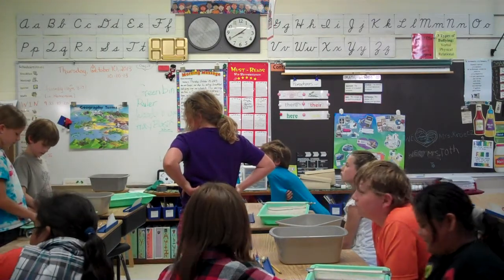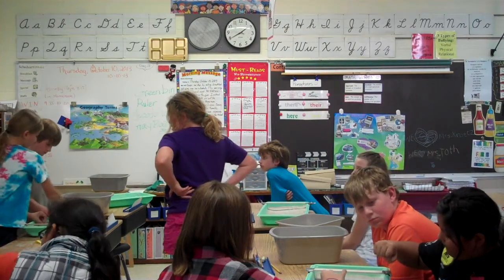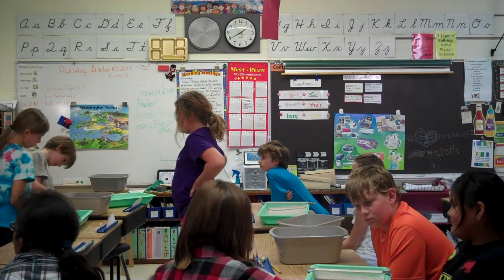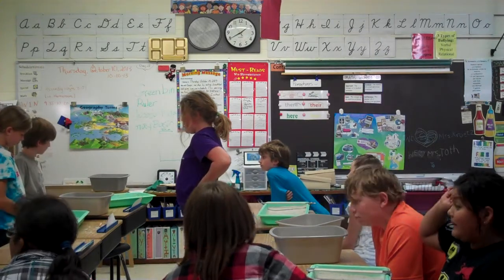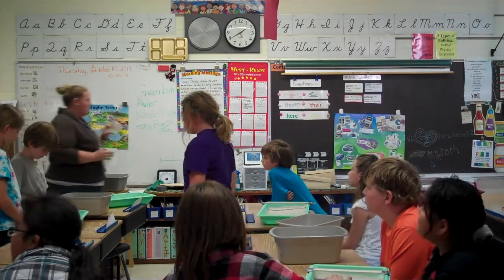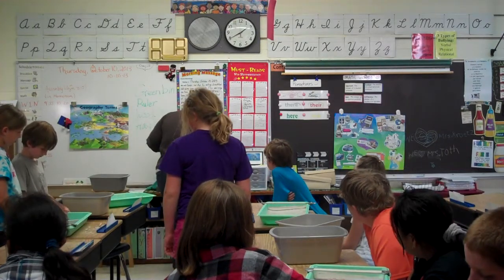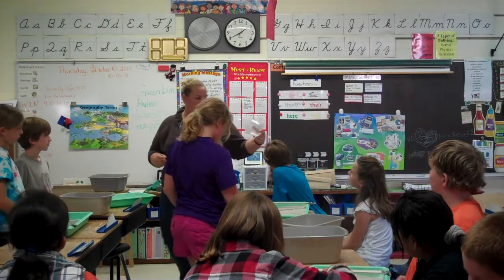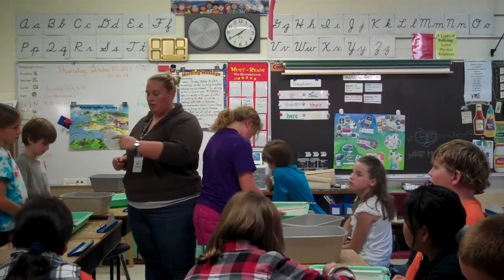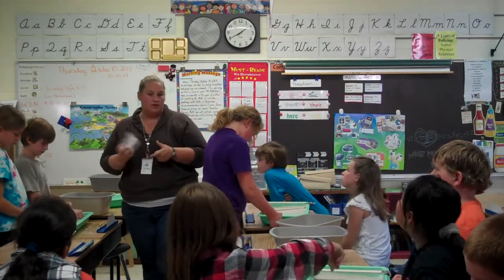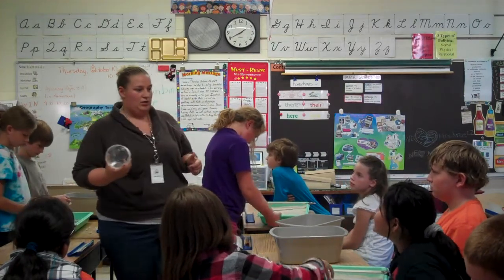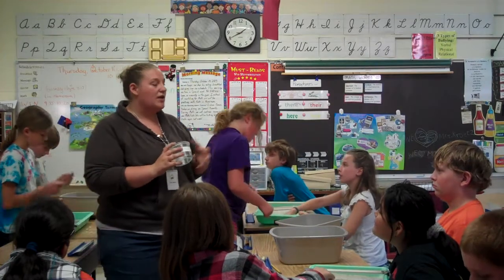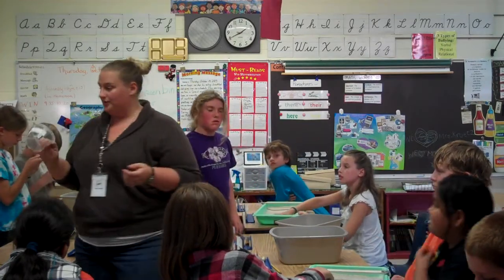Every group will get a clear container like this. If you notice, in the bottom of this container is a little hole. Very little. This is the standard. Next week, we're going to see what it'll look like when we use the flood, which is a little bit bigger of a hole.